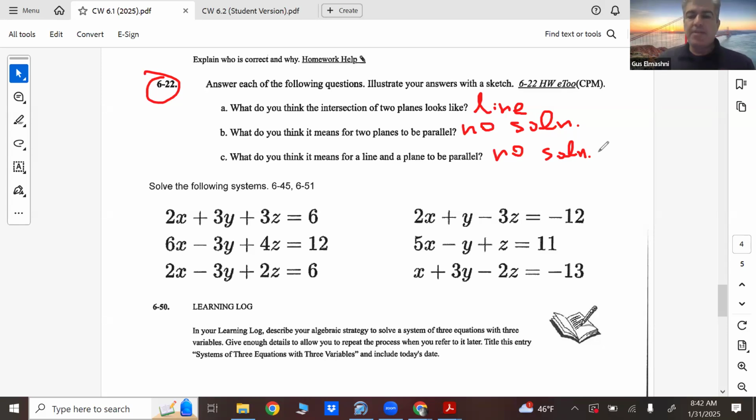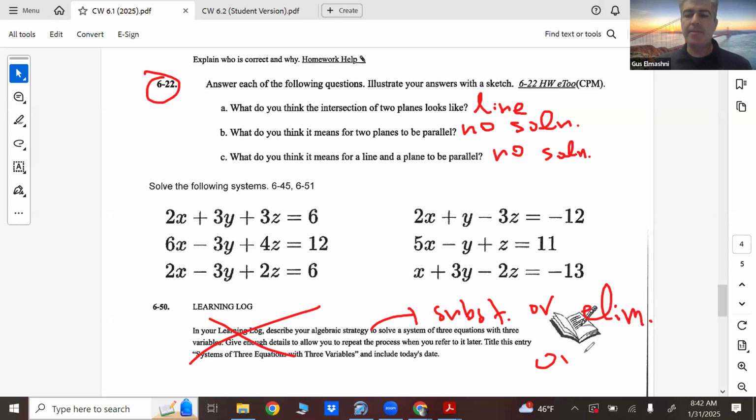Okay, for 645 and 651, don't worry about the learning log. Just cross it off. But if you want to think strategies, obviously if you do substitution or elimination, either's fine. Or both.